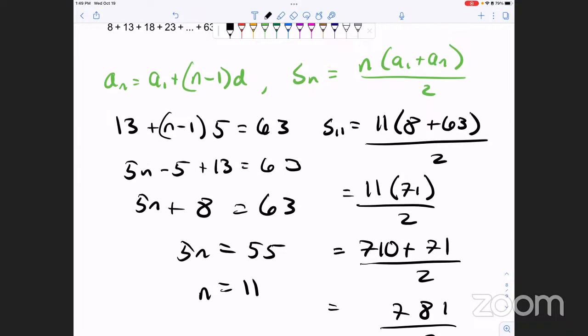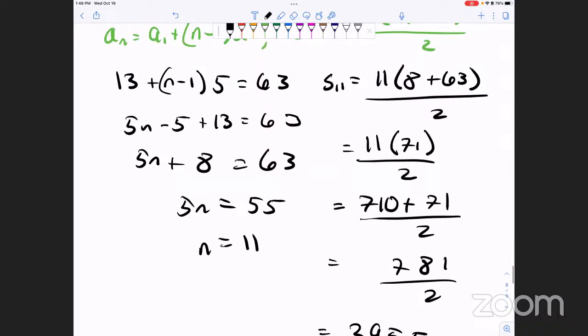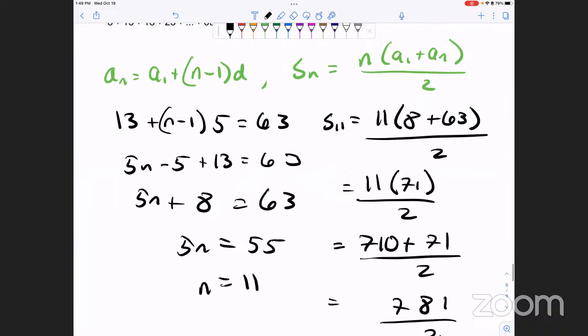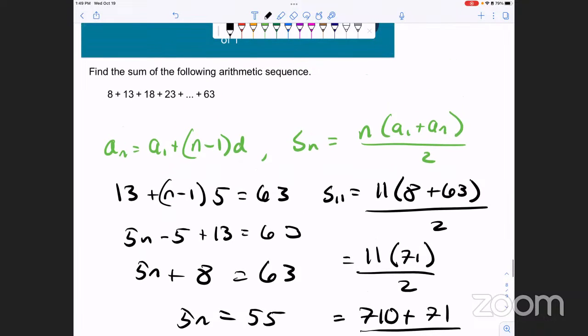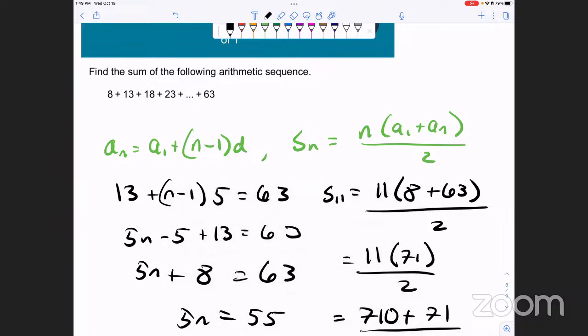Hey Siri, what's 11 times 8 plus 11 times 63? 11 times 8 plus 11 times 63 is 781. I'm not sure what I'm doing wrong here. Find the sum of the following arithmetic sequence. Let me think one more time. Let me give myself like another minute or two.